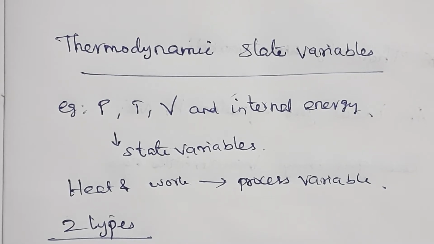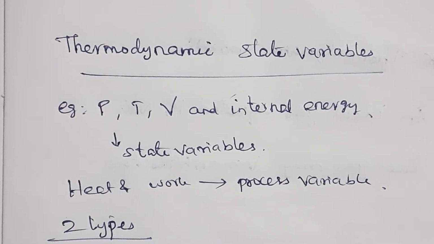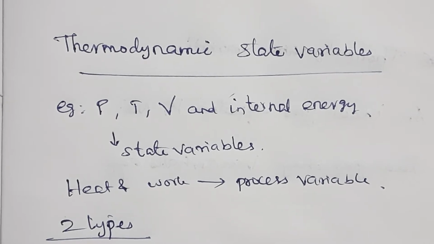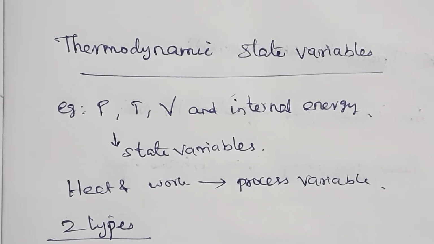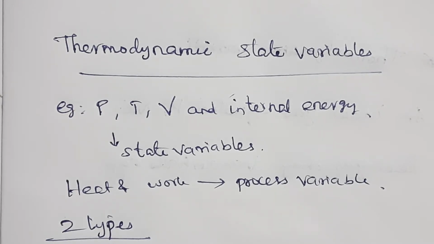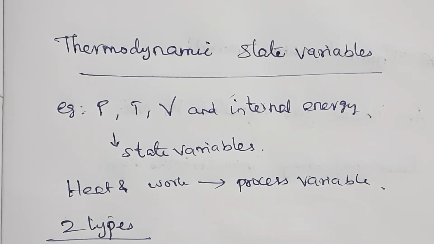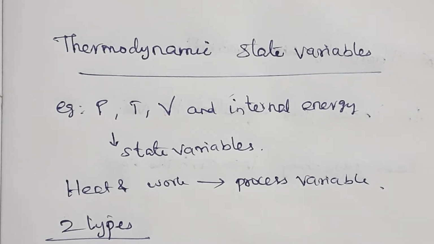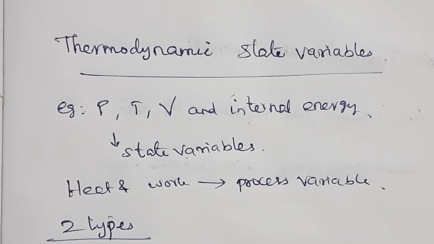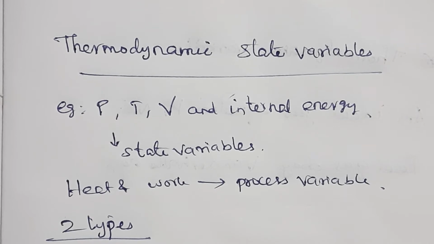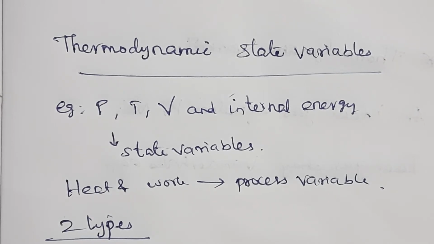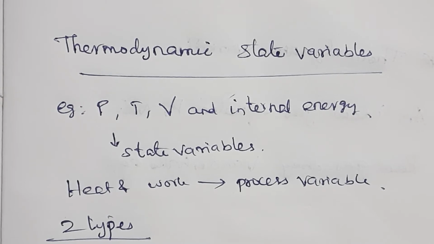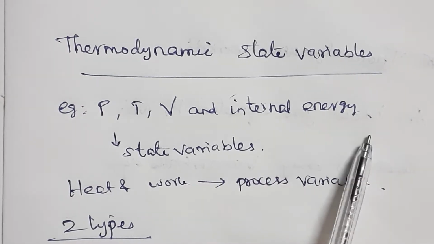Let's see the thermodynamic state variables. In mechanics, we have variables such as velocity, momentum, acceleration, etc., which are used to understand the state of a moving object, isn't it? But in thermodynamics, what are the state variables? The state of a thermodynamic system is represented by a set of variables called thermodynamic variables, for example pressure, temperature, volume and internal energy.